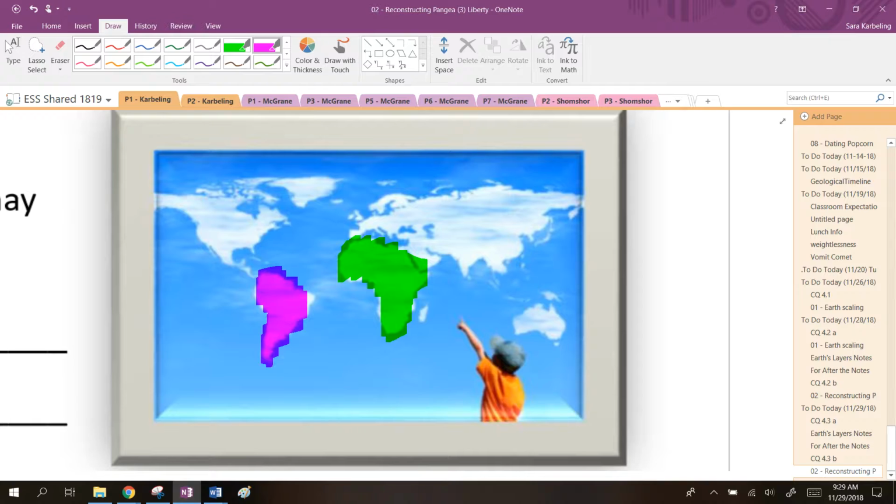You are absolutely welcome to talk to each other. That is fine with me. Take a look at your map. This one or the one in front of you. See if you can figure out any places that might fit together.